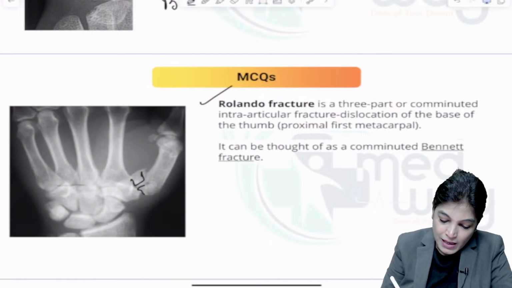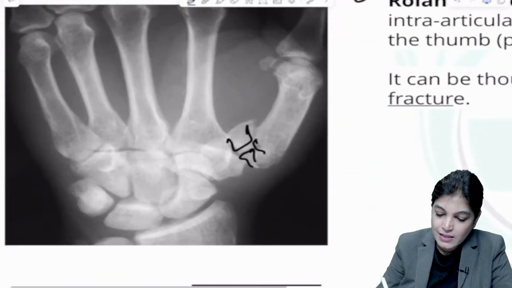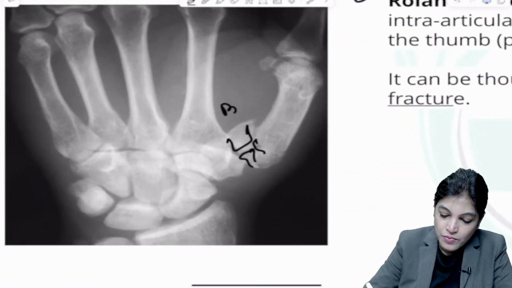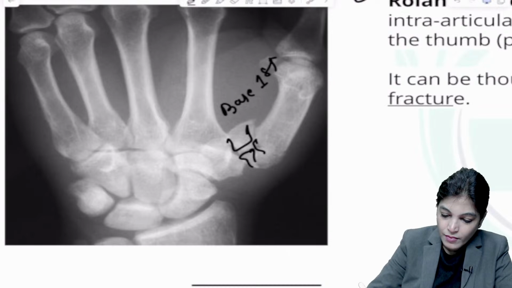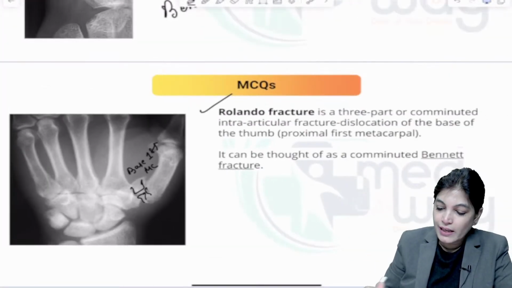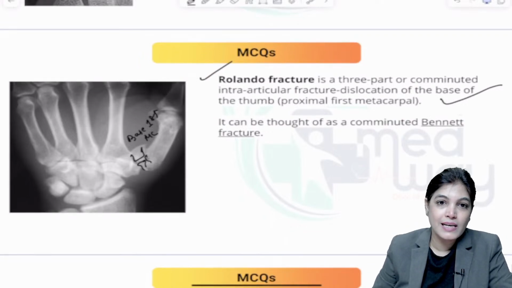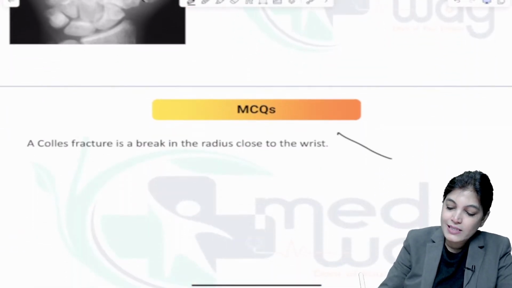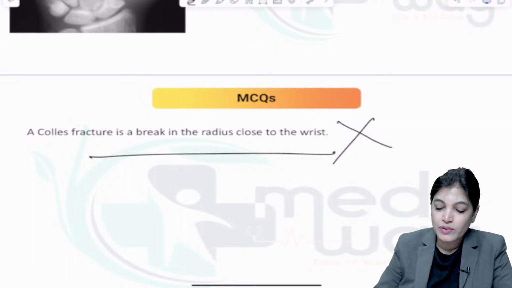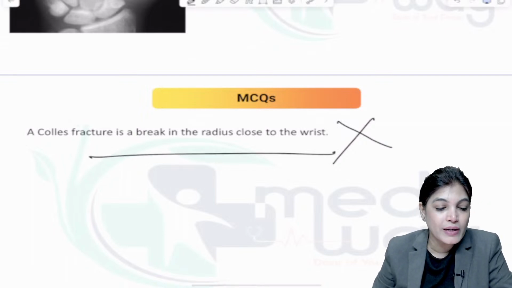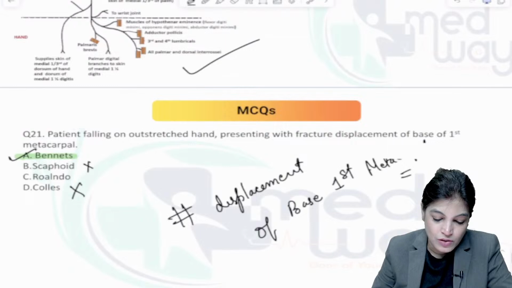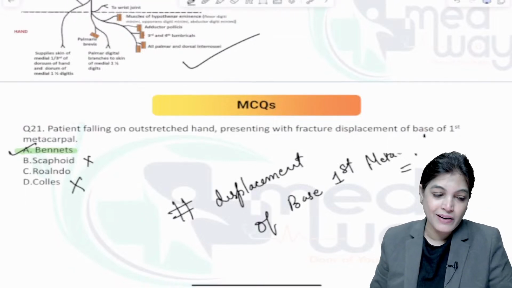Okay, there was another question in which we did not mark Rolando fracture because it is actually a comminuted fracture. Here you can see this is also involving the base of first metacarpal, but it is actually an intra-articular comminuted fracture, and so we will not mark this as the right answer. Colles fracture is definitely not the right answer. As I told you, radius close to the wrist will also be involved in this case, and such kind of history was not given, so we'll mark Bennett's as the right fracture.